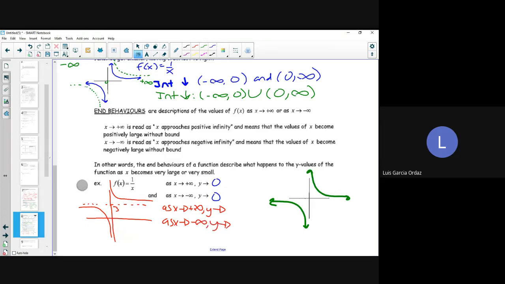Okay, so for this new example, just take a note of where the asymptote is. As x approaches positive infinity in the red graph, y approaches what? 3. Because it's never going to pass the asymptote. It just approaches it.